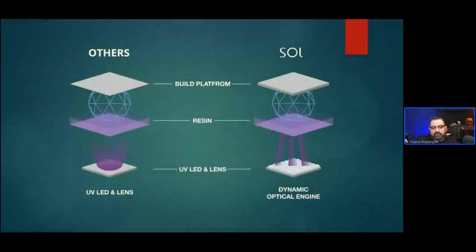So the cool thing about Soul is they're a dynamic optical engine. So it's an LCD printer like many others, but the LCDs in this one utilize special technology where you can get much better projection of light, and it accounts for more precise printing and faster printing as well.